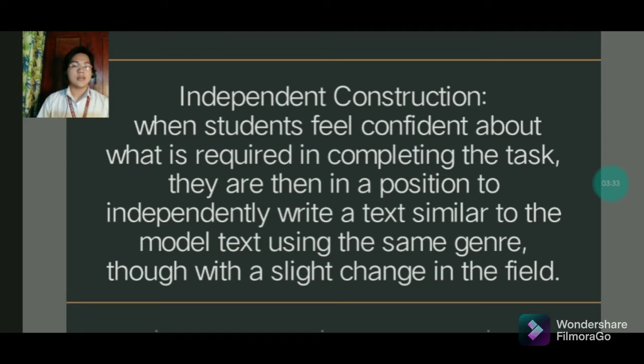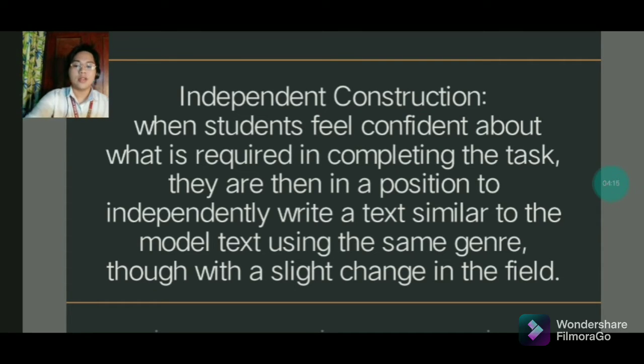So next is independent construction. When students feel confident about what is required in completing the task, they are then in a position to independently write a text similar to the model text using the same genre, though with a slight change in the field. So, for instance, if the task were to compose a life cycle explanation, then the model text might deal with the life cycle of a butterfly, while the student's task might involve writing about the life cycle of a frog. Providing the students an example will help them to visualize their ideas.